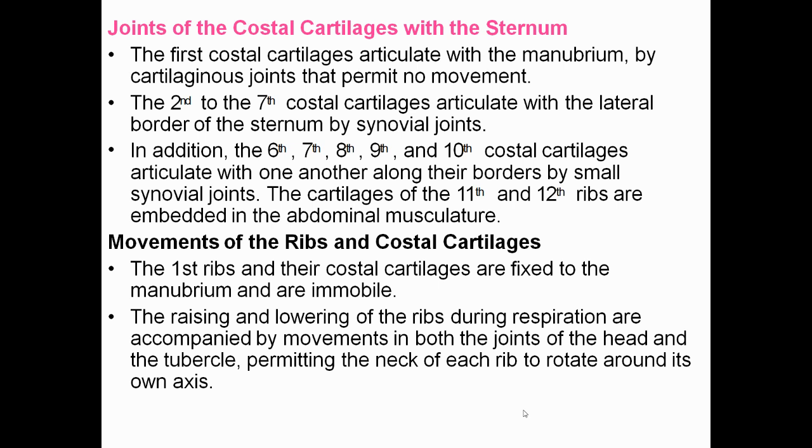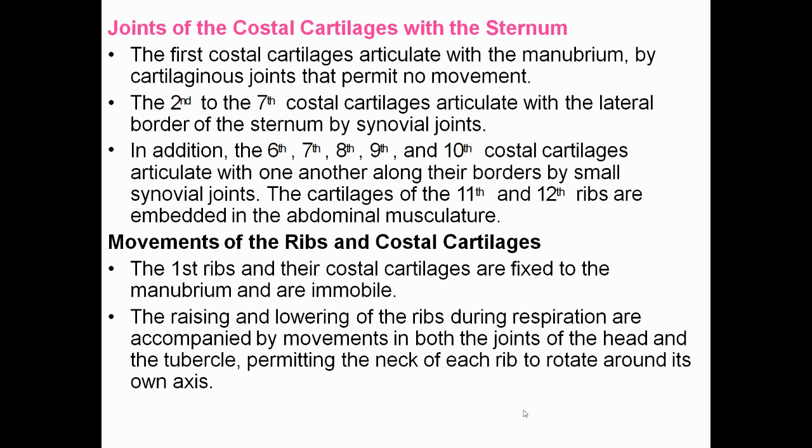Joints of the costal cartilage with the sternum. The first costal cartilage articulates with the manubrium by cartilaginous joints that permit no movement. The second to seventh costal cartilages articulate with the lateral border of the sternum by synovial joints. In addition, the 6th, 7th, 8th, 9th, and 10th costal cartilages articulate with one another along their borders by small synovial joints. The cartilages of the 11th and 12th ribs are embedded in the abdominal musculature.